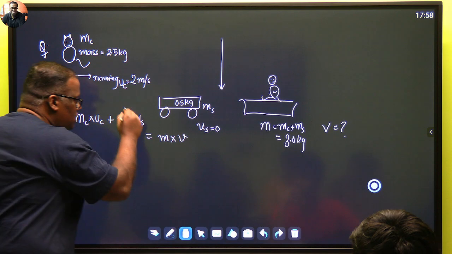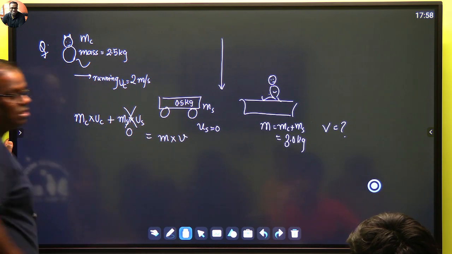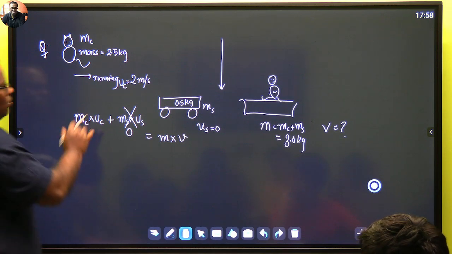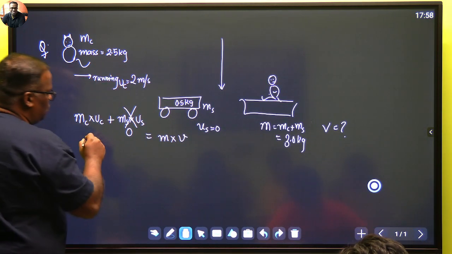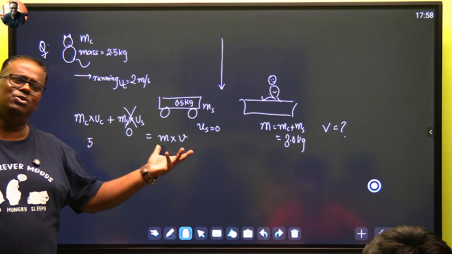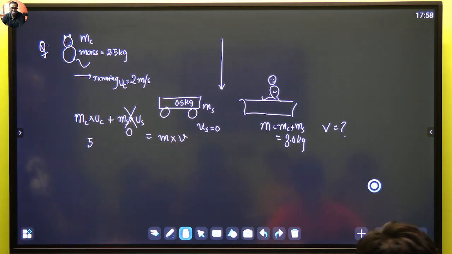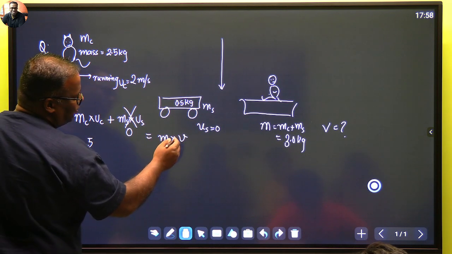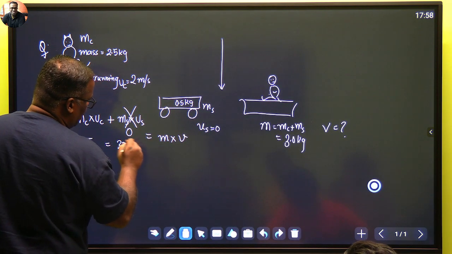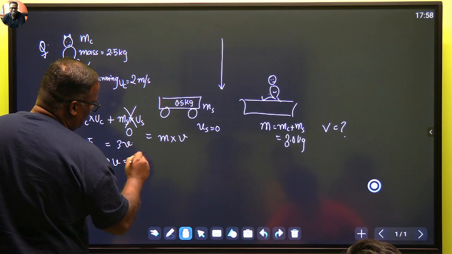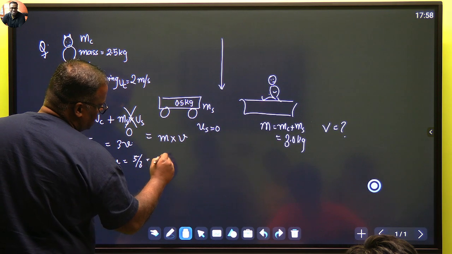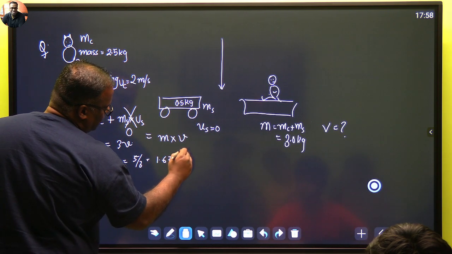In this problem, this part is straight away 0 because our trolley was at 0, right? So let's see how much this value is, 2.5 into 2.2 which is equal to 5.5. In these problems, there is no issue to change any unit. Okay, 5.5 should be equal to how much? It becomes 5.5 equals 3 into v. So our v should be equal to 5.5 divided by 3, which is 1.83 meter per second.